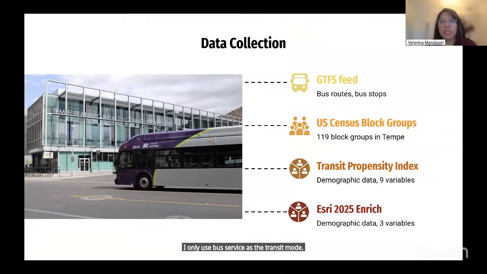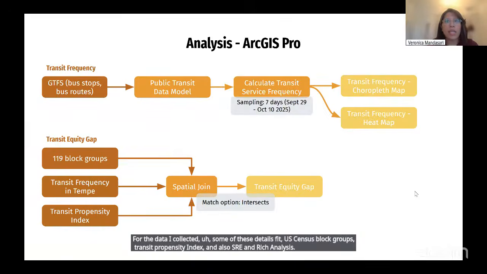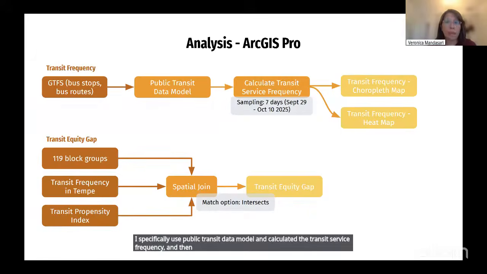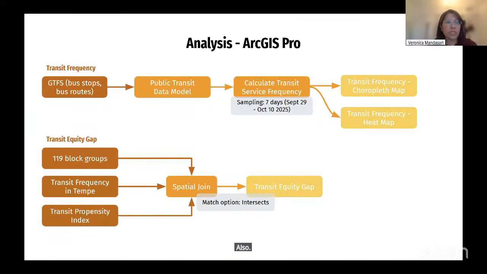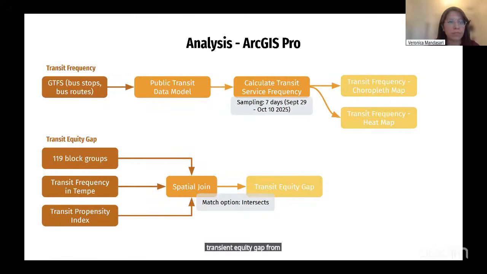For the data, I collected a GTFS feed, US Census block groups, the transit propensity index, and also S3 and reach analysis. And for the analysis, I use ArcGIS Pro for the transit frequency. I specifically use the public transit data model and calculated the transit service frequency and then produced a choropleth map, also a heat map. And for the transit equity gap, I use a spatial join with the match option of intersect and then produced the transit equity gap from this three combination.